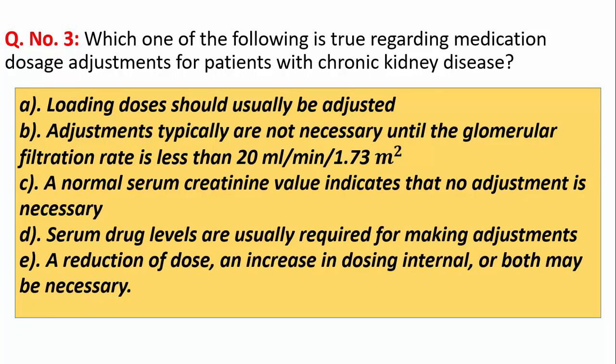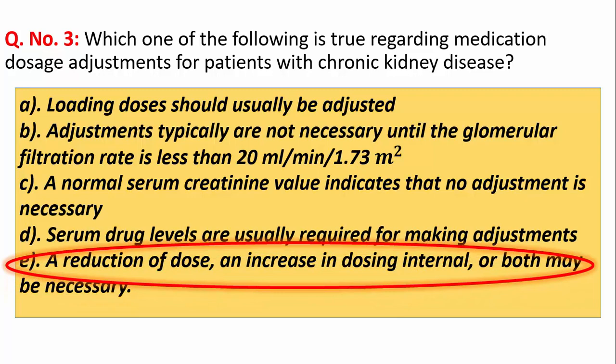A normal serum creatinine value indicates that no adjustment is necessary. Sometimes the production and excretion of creatinine decreases in older patients, so a normal creatinine level does not always correlate with normal kidney function. Serum drug levels are usually required for making adjustments. This is not the option, because serum drug levels typically are not required for making the adjustments. So the answer is reduction of dose and increase in dosing interval, or both may be necessary.